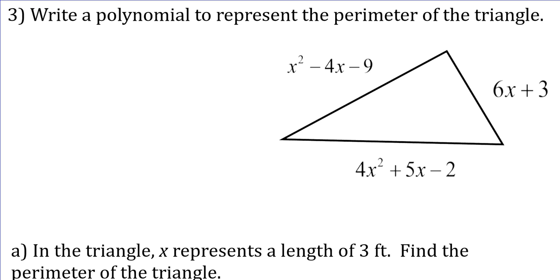So adding and subtracting our polynomial functions can be done within context, within shapes, and other situations. So here we want to write a polynomial to represent the perimeter of the triangle. So we have to remember, what is perimeter? Perimeter means the distance around a figure. So if it's a triangle, it's the distance around the three sides. So we're going to have to add these three polynomials together.